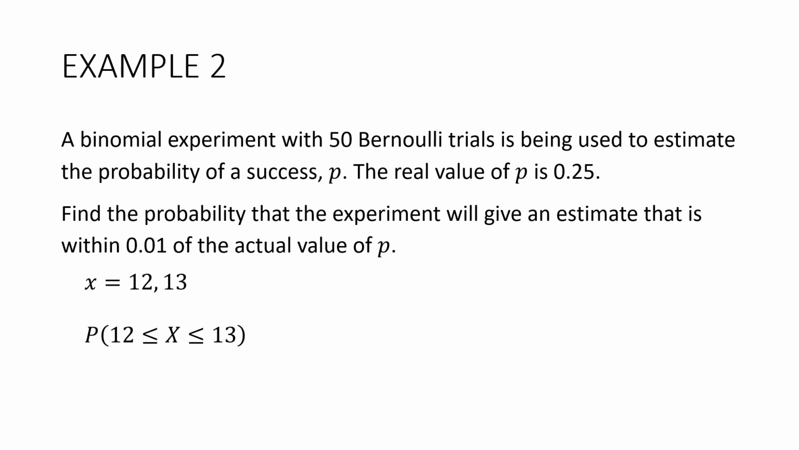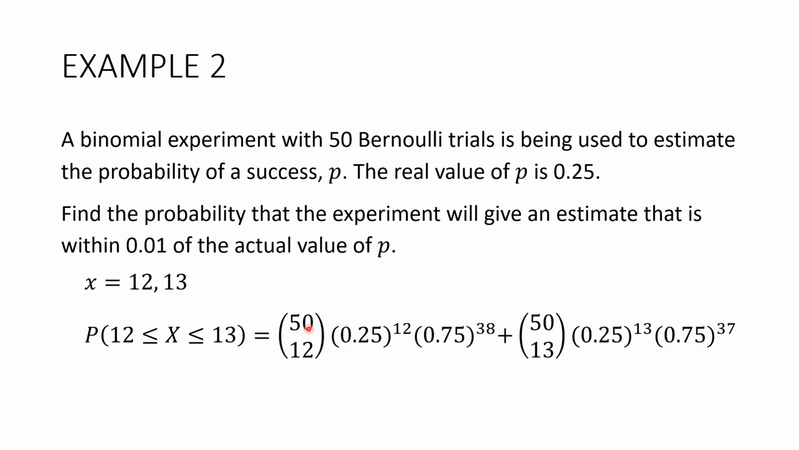Now we could go to z-scores and then to tables to work it out. Perfectly valid method. You could even do a continuity correction if you wanted to. It's actually just as easy and more accurate to use binomial probability because we've only got two values to do. So let's work these out. So we've got 50 C12, probability of success to the power of 12, probability of failure to the power of 38, plus 50 C13, probability of success to the power of 13 multiplied by probability of failure to the power of 37. Into the calculator gives us 0.255.